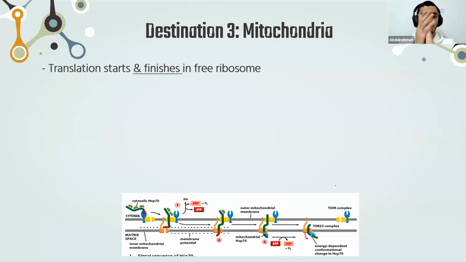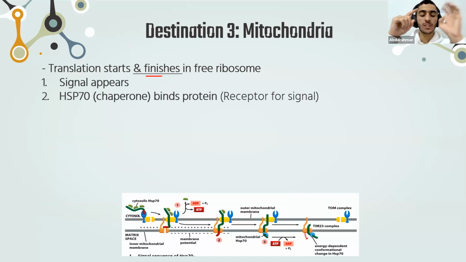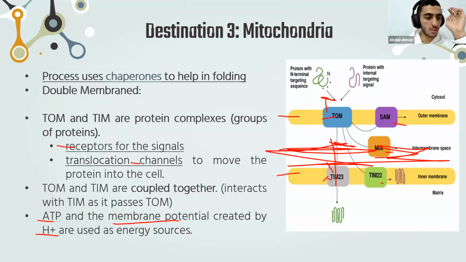Right? So again, just like we said, the translation starts and finishes in the free ribosomes because it's for inside the cell. What's the next part? The signal. The signal is going to be recognized by a signal recognition particle. All right, so the signal appears. Now this time it's a little bit different. I put it here, but I didn't mention it, or did I not? Oh yes, so here it's the first line.